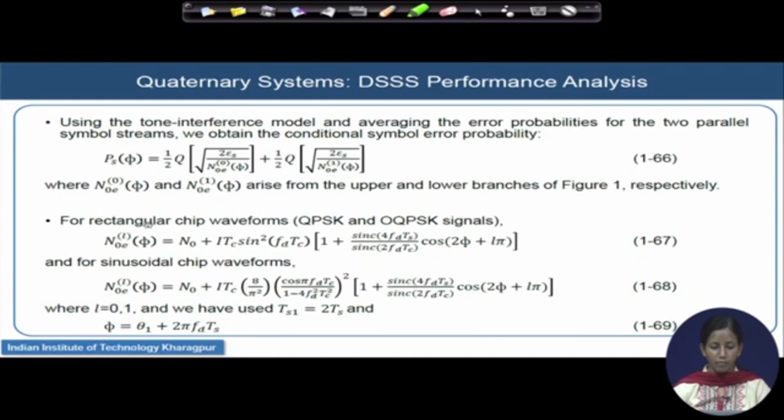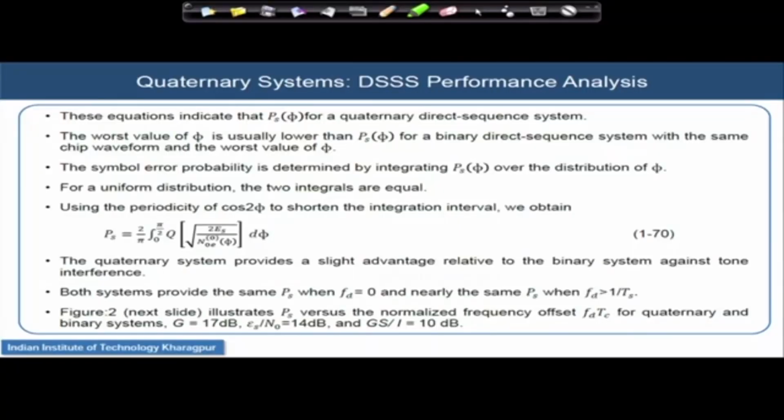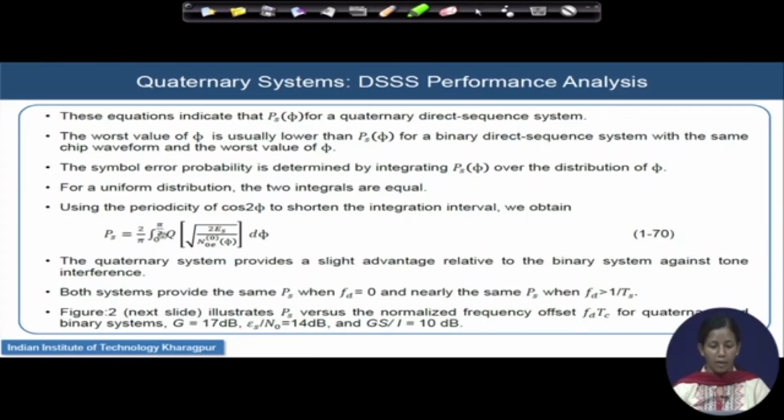The symbol error probability will be determined by integrating Ps(phi) over the range of phi, and we will consider that phi is uniformly distributed over the zone of 0 to 2 pi. We also understand that cos 2 phi has almost all its values within 0 to pi by 2, and going by the logic that we followed in the last module, here also the integration will be shortened over 0 to pi by 2, and we have substituted the value from the Q function here.